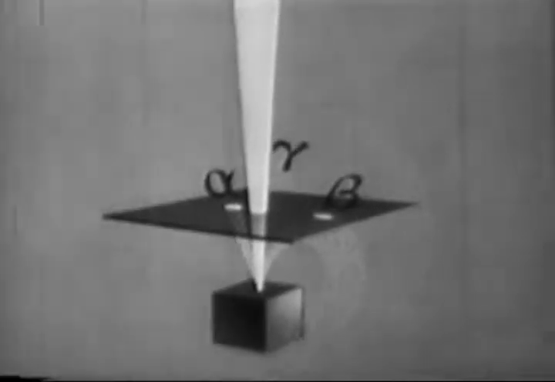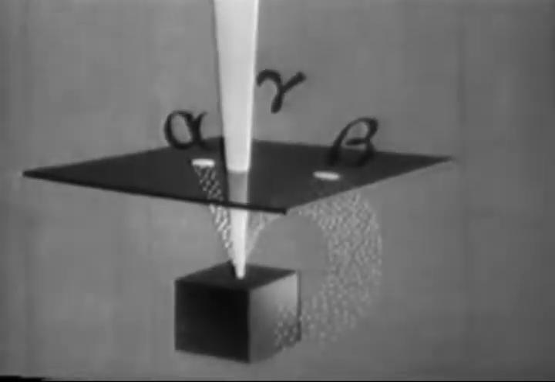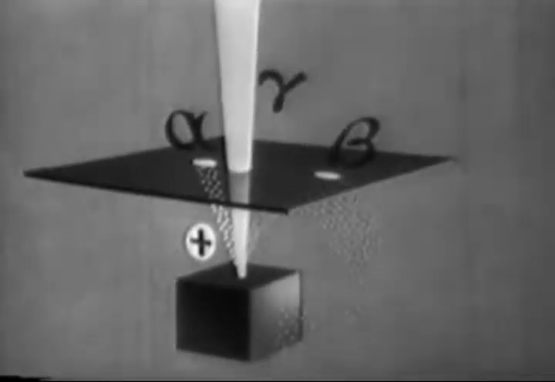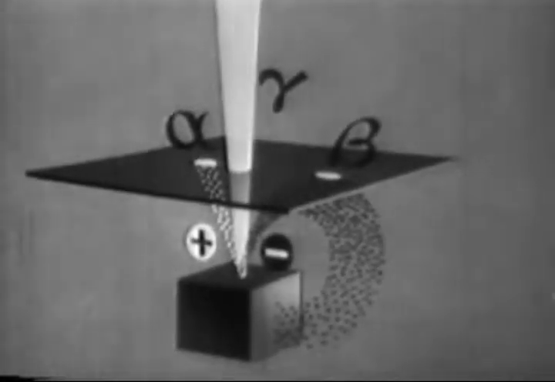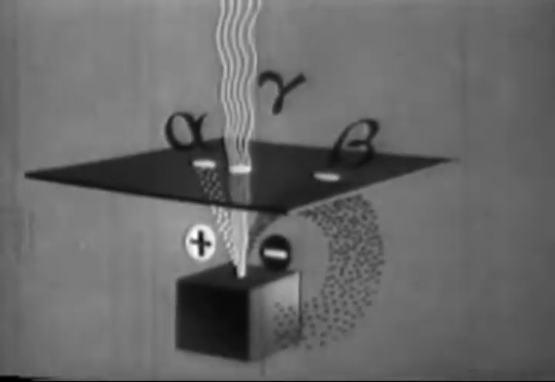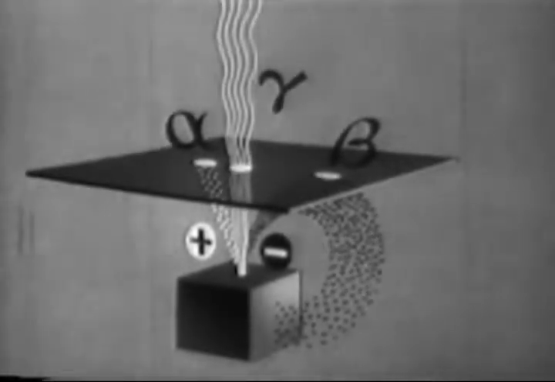By 1902, the alpha ray was known to be a type of positive ray, the beta ray to consist of electrons, and the gamma rays to be electromagnetic waves, similar to X-rays.